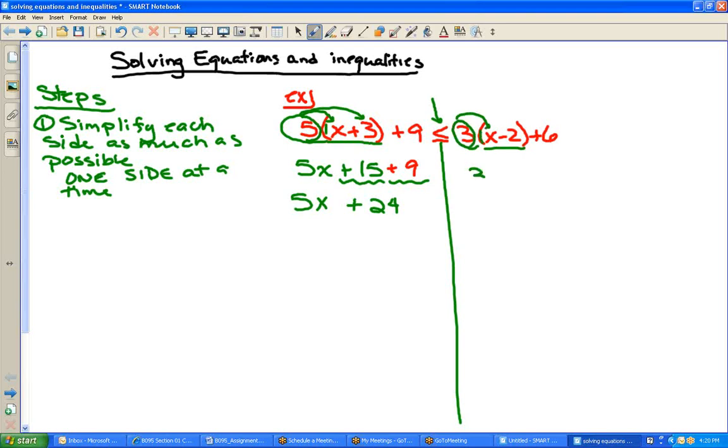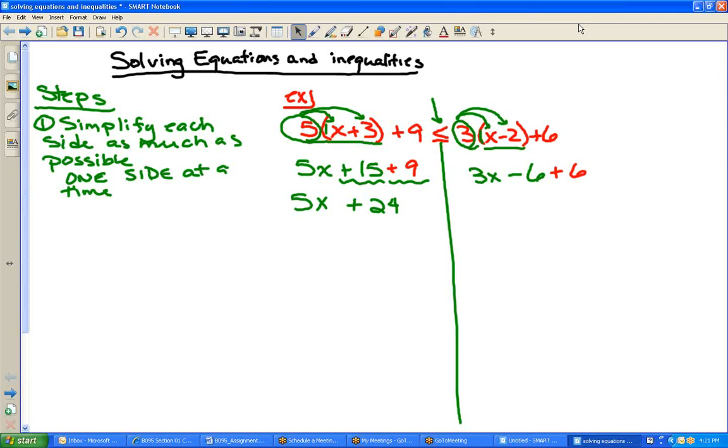3 times 1x is 3x. 3 times a negative 2, I've got a positive 3 times a negative 2. So positive times a negative is negative. And then 3 times 2 is just 6. And then don't forget you still have this plus 6 hanging out at the end.